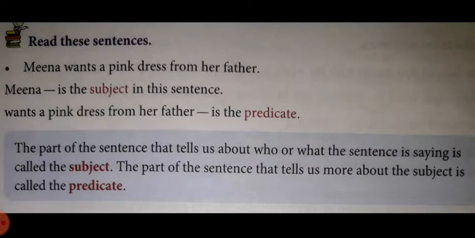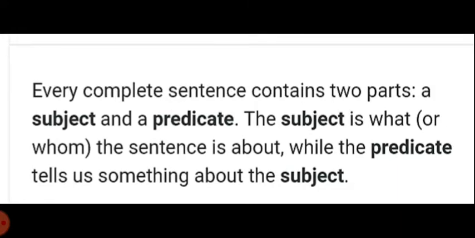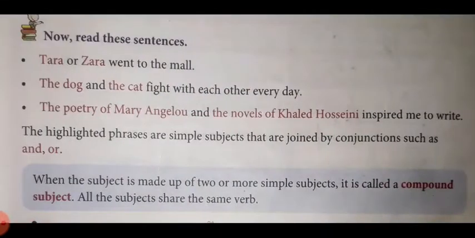See the example. Meena wants a pink dress from her father. Who wants the pink dress from her father? Meena. Meena is the subject in the sentence. Wants a pink dress from her father is the predicate. Every complete sentence contains two parts, that is subject and predicate. The subject is what or whom the sentence is about, while the predicate is telling something more about the subject.